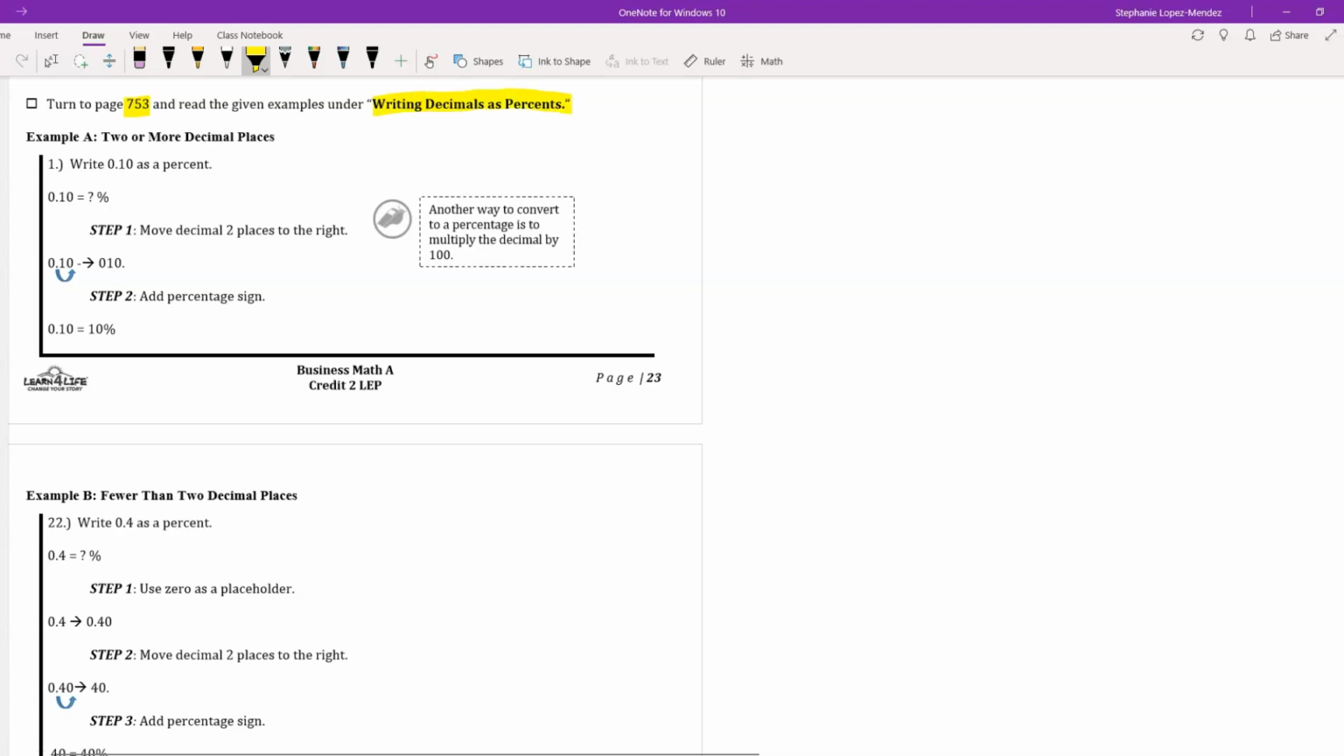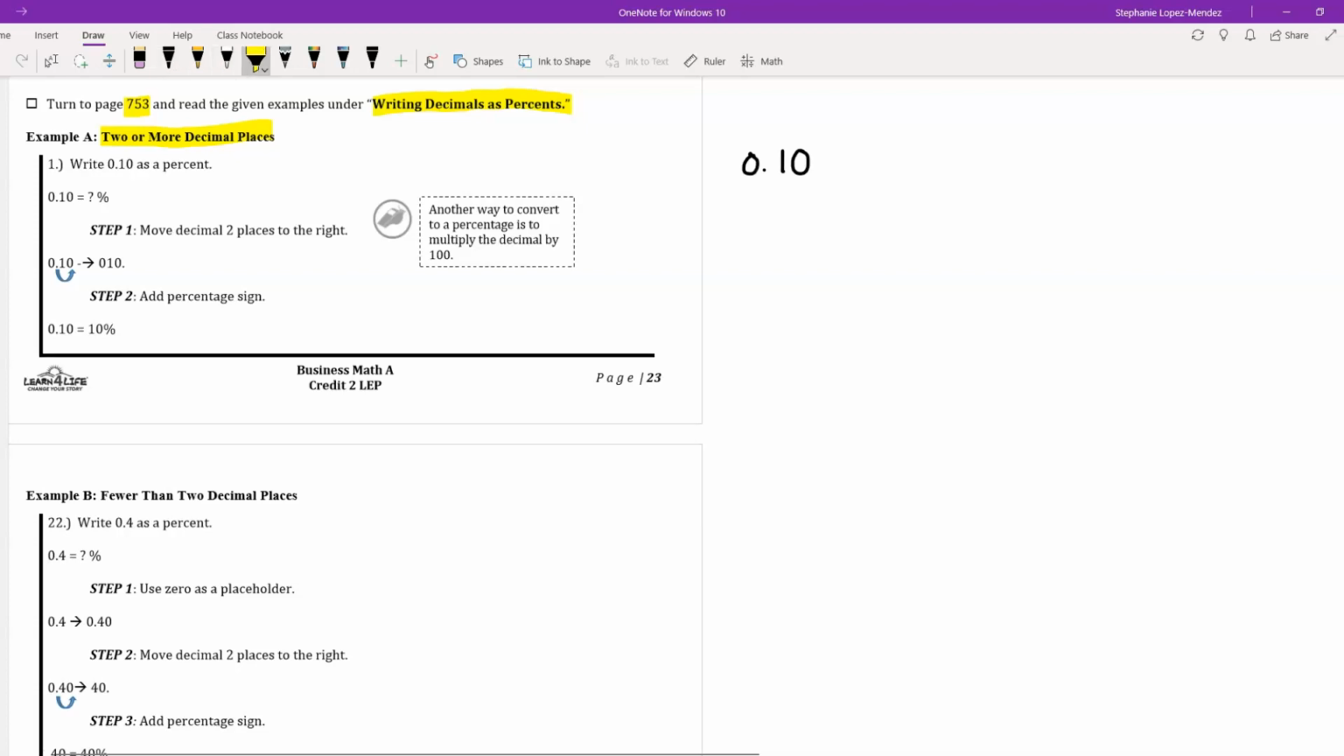So a few sections before this one, we learned how to write percents as decimals. So now we're doing the contrary. We're writing decimals as percents. So for example A, we have 2 or more decimal places. Number 1 is, let's write 0.10 as a percent. So I have this 0.10.